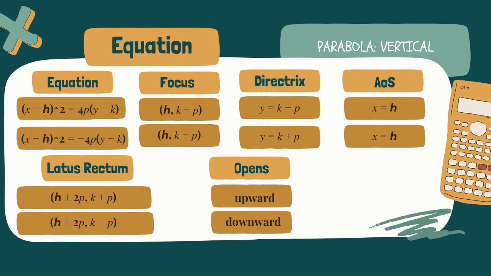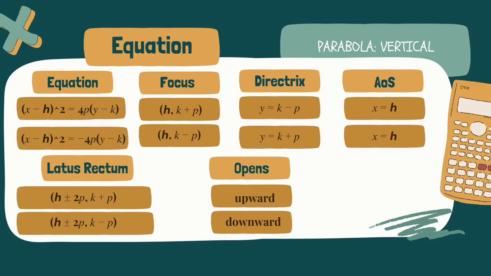So, sa latus rectum, ang naiba lang is, ang formula is sa h plus positive and negative 2p na. Nasa harap na yung magiging dalawa na, kumbaga positive and negative na sa h, sa between h and 2p. Hindi na siya sa between ng k and 2p. Sa h na siya. So, ayun lang po yung pinagkaiba nila.